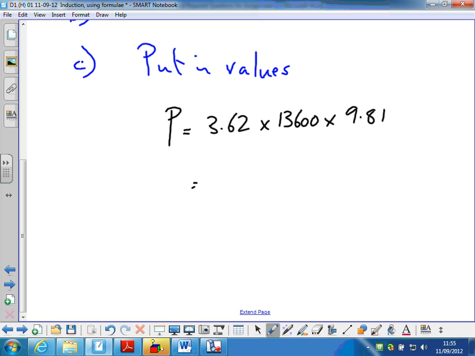Ollie, what's your answer, please? 0.92. And the unit, anybody know what we measured? Pascal, thank you, well done. Pascals, Pa for Pascals. We'll write the unit.